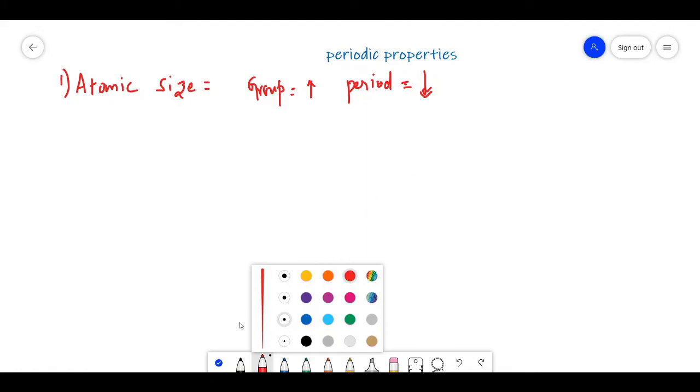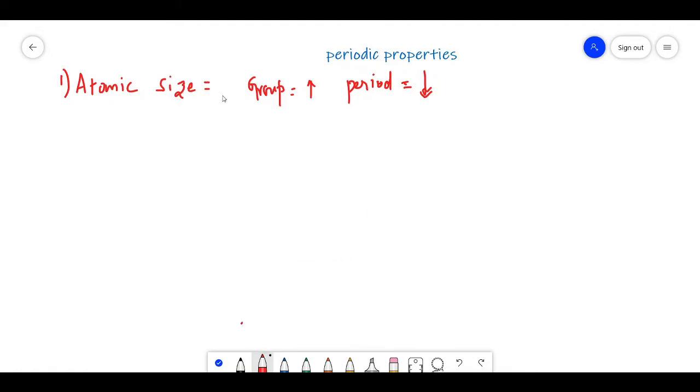Next, mostly there are no exceptions in any group and period, but there is a small exception which we have to discuss in the size. In a group from top to bottom, there is no problem. But when coming to the period, there are some exceptions. So what are those exceptions? Let us take any period. I am taking the second period.